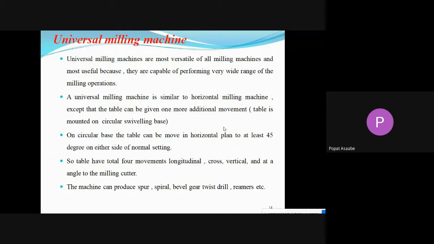the horizontal milling machine and the vertical milling machine, along with the principle of the milling machine, the definition of the milling machine, and the classification of the milling machine. Those points we covered in the last lecture.